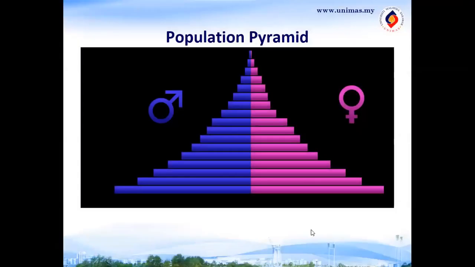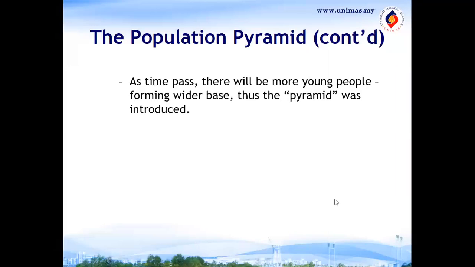Right. Okay, so it's a pyramid, yeah. Where on one side of the pyramid is the male, on the other side is the female. Okay, so you have the corresponding number, the number of female for each category, and number of male for each category of age. Yeah.